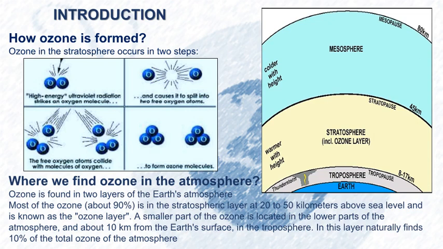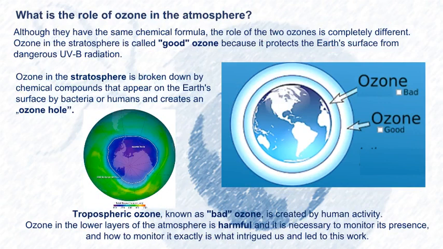Most of the ozone, about 90%, is in the stratospheric layer and is known as the ozone layer or good ozone. A smaller part of the ozone is located in the lower parts of the atmosphere, in the troposphere, and is known as bad ozone. Although they have the same chemical formula, the role of the two ozones is completely different. Ozone in the stratosphere is known as the good ozone because it protects the Earth's surface from dangerous UVB radiation.